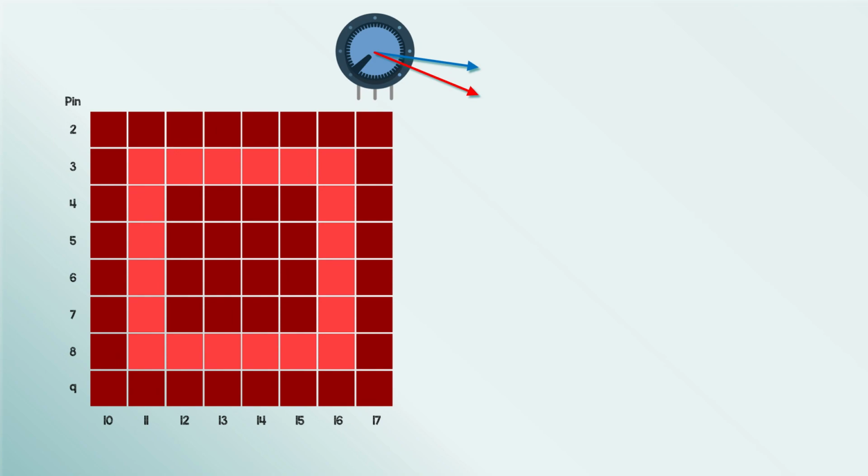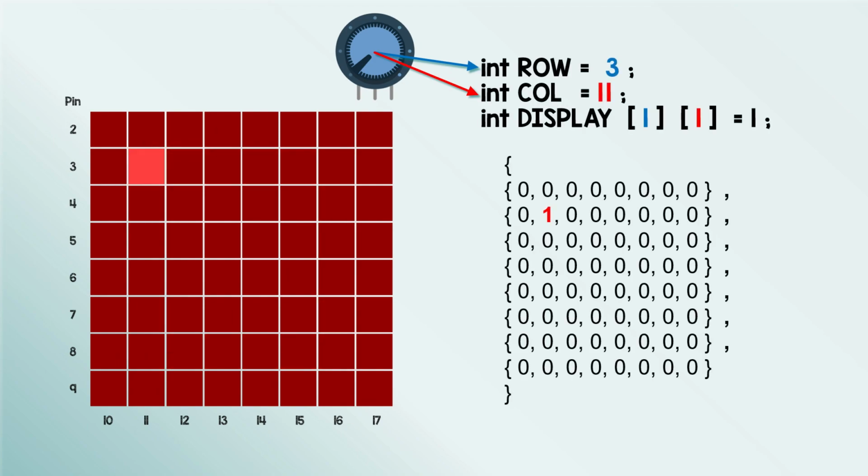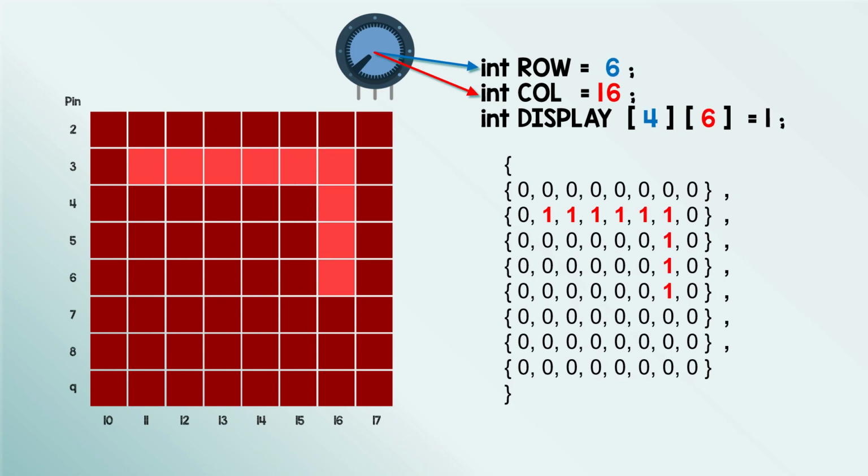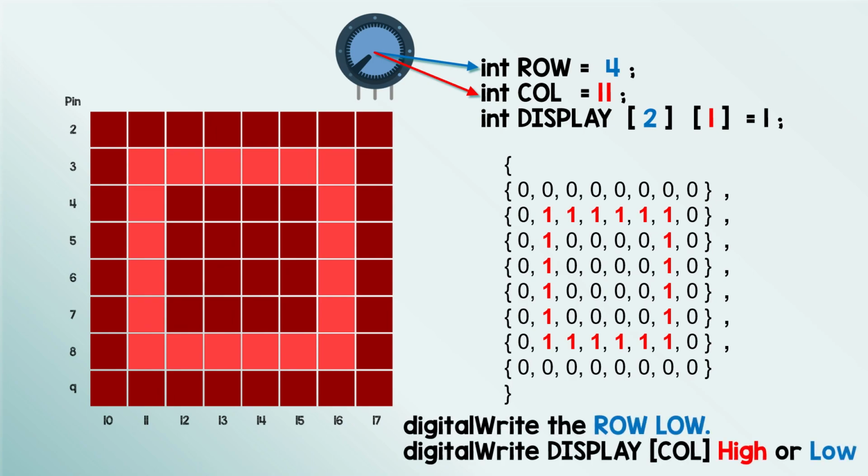So if you want to draw this square, you can just look here at how the row and col integers change from the analog reads and how that changes the array values. So we'll write the rows low, then we'll write either a 1 or 0 to the column depending on whether we want the LED lit up or not.